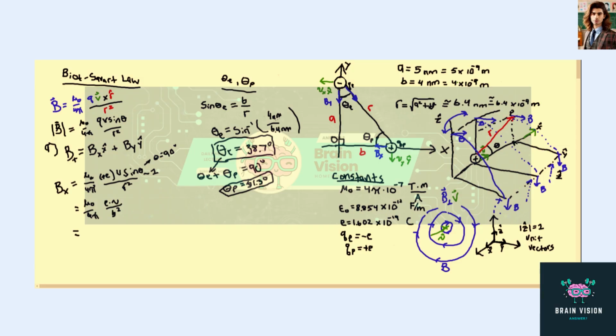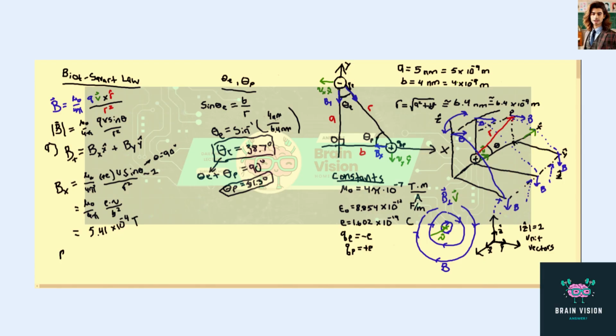Plugging each of these in, we know the value for each of these. We can solve this as 5.41 times 10 to the minus 4 Tesla.